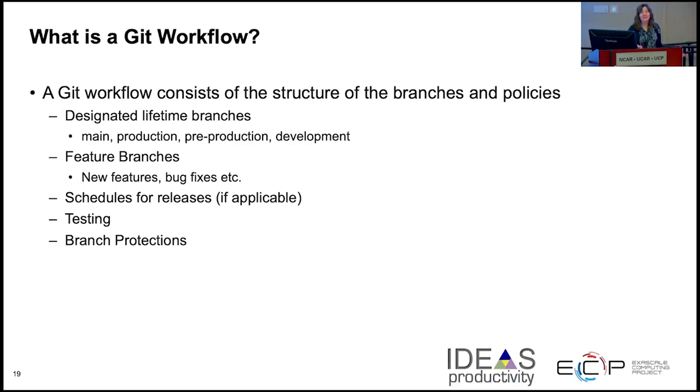Okay, so a Git workflow consists of both the structure of your branches and the policies that you set up for your project. So you'd have your designated lifetime branches again. They may be whatever you come up with. You may have main, production, pre-production, development, feature branches. These are usually new features and bug fixes.